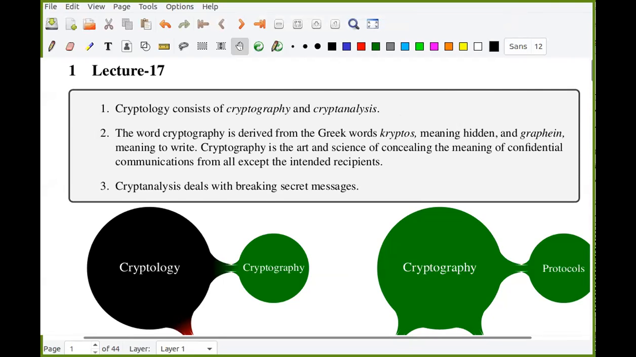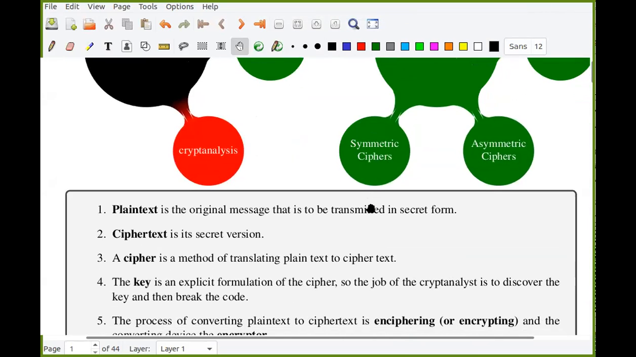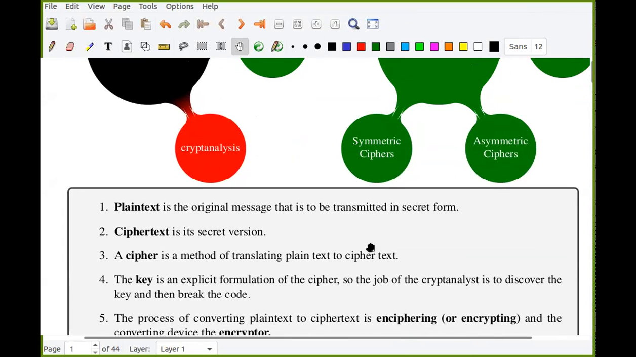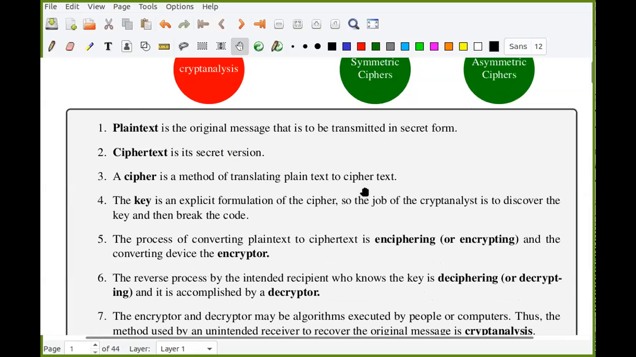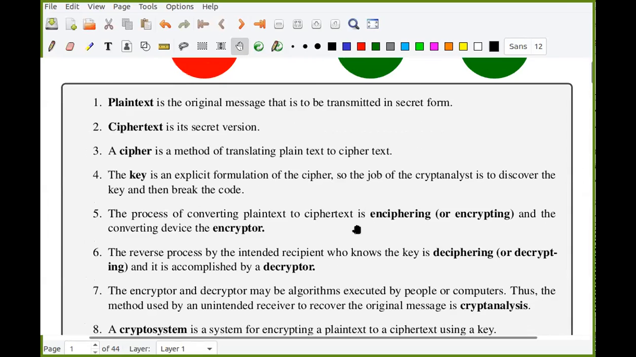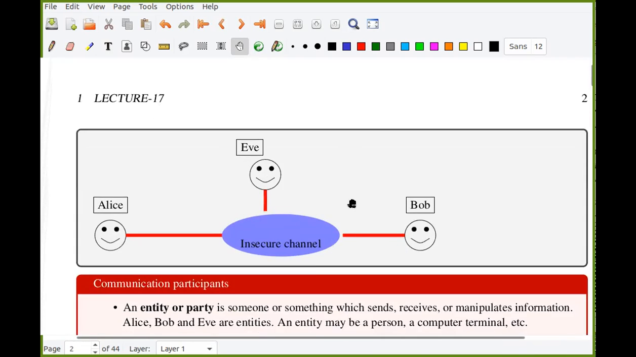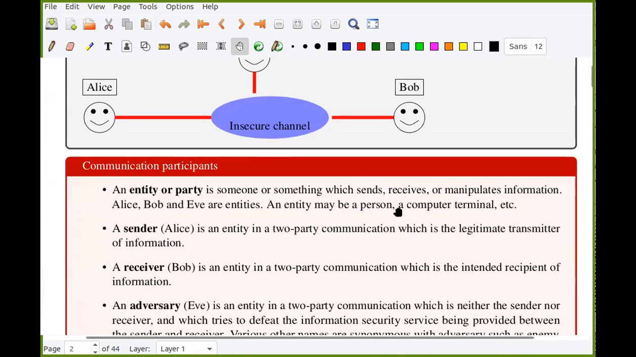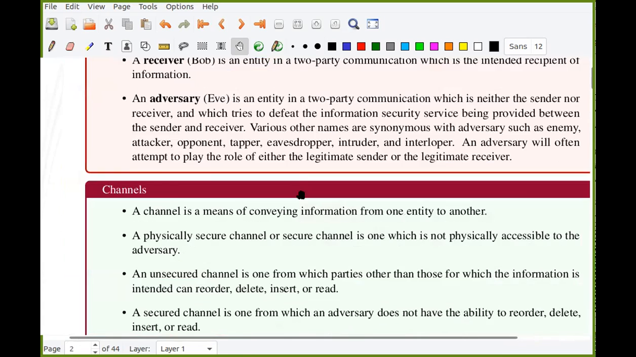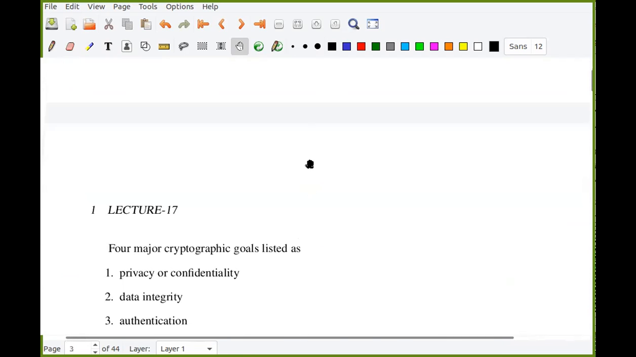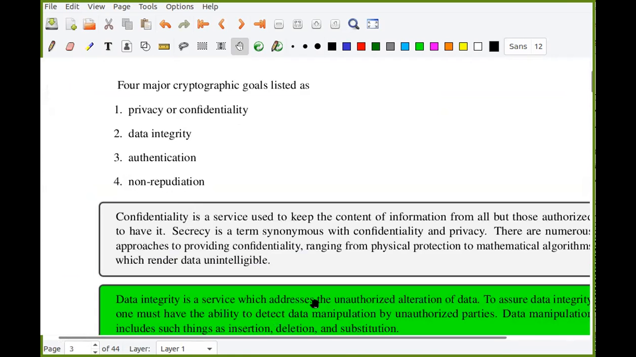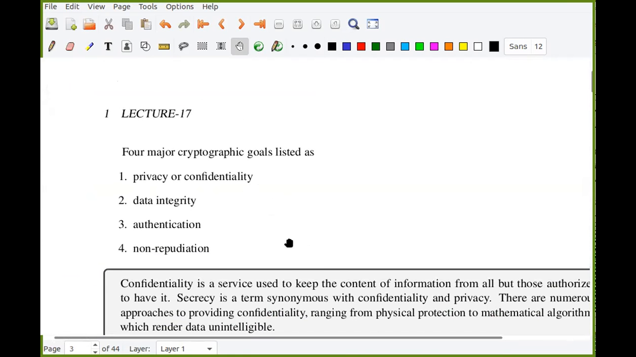Okay, so in the previous class, we started cryptography, right? Cryptography is mainly related to protocols, symmetric ciphers and asymmetric ciphers. We discussed what is the plain text, cipher key, crypto system, etc. Then we defined communication participants, and then we defined what we mean by channel. Then there are the main four goals of cryptography.